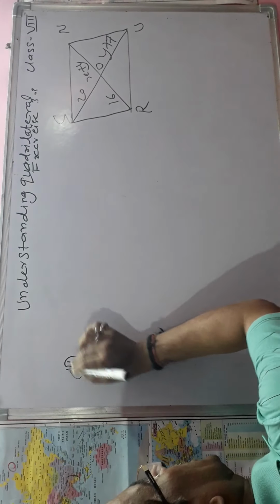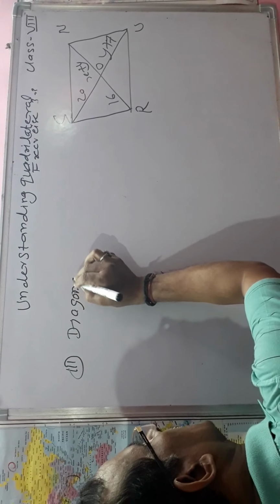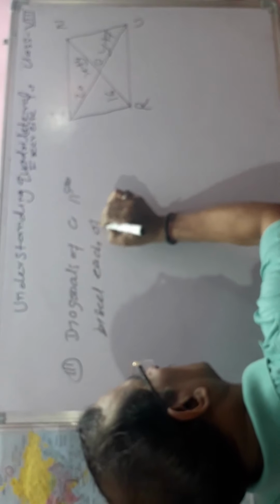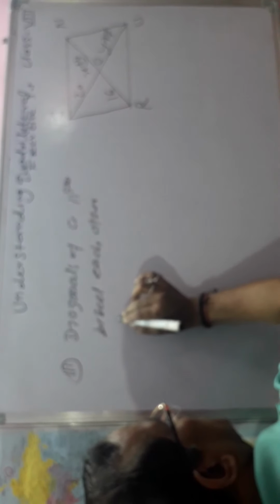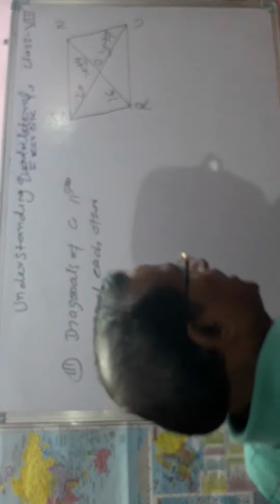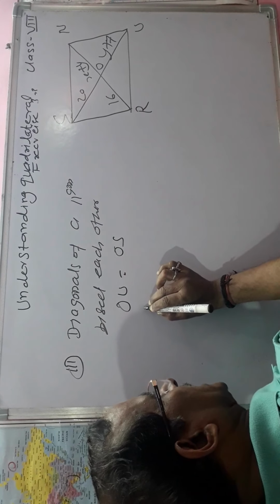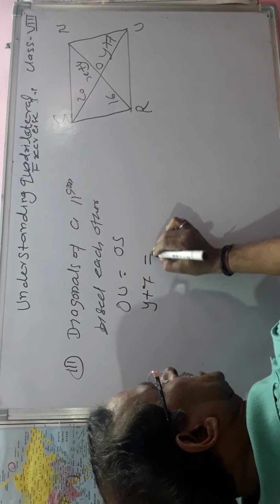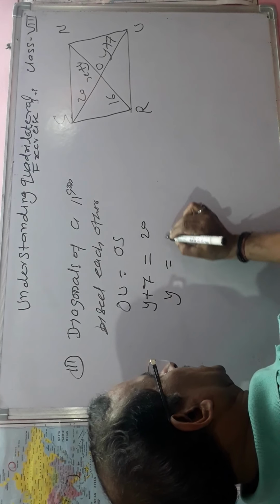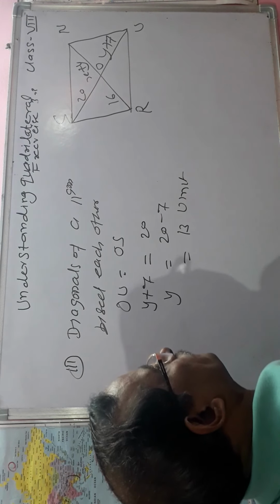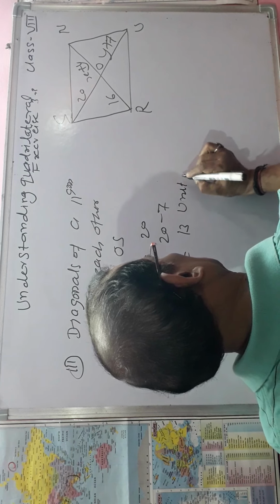Part number 3. Diagonals of a parallelogram bisect each other. Therefore, we can write OU is equal to OS. Hence, y plus 7 is equal to 20, and y is equal to 20 minus 7 is equal to 13 unit.